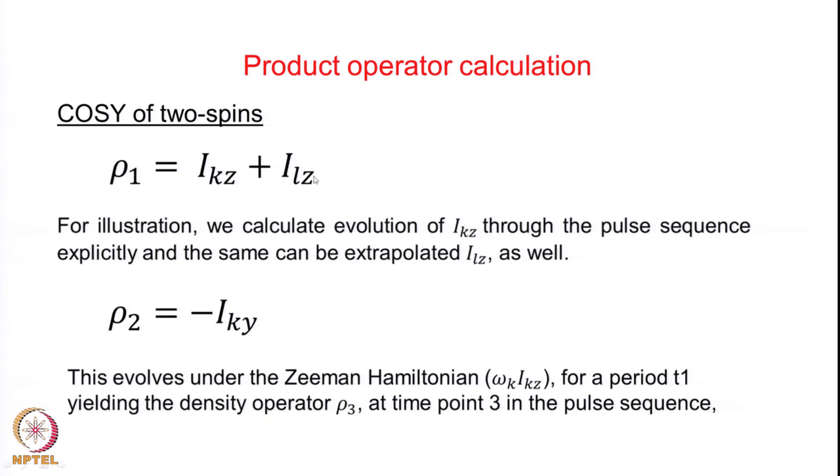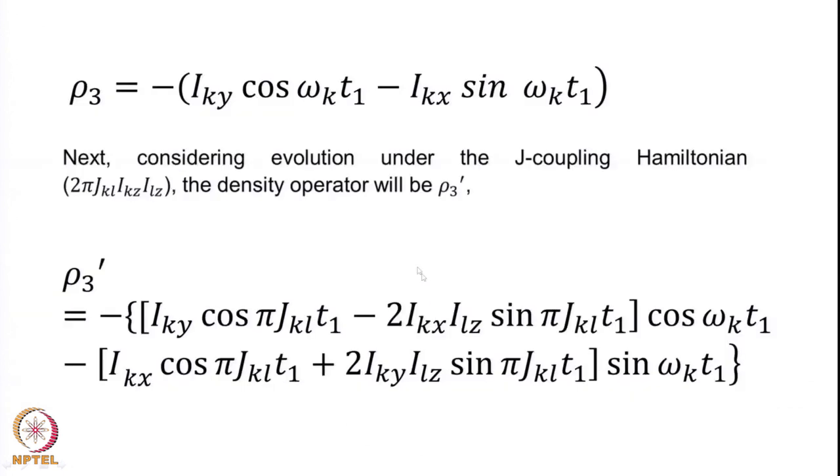Now, if I apply a 90x pulse to the K magnetization, I generate minus I_ky as before. Now, this evolves under the Zeeman Hamiltonian, which is omega_k I_kz, for a period t1, yielding the density operator rho 3 at time point 3 in the pulse sequence. So, considering the chemical shift evolution, the I_ky term evolves in this manner, the minus sign is kept out here. So, I have here I_ky cosine omega_k t1 minus I_kx sine omega_k t1.